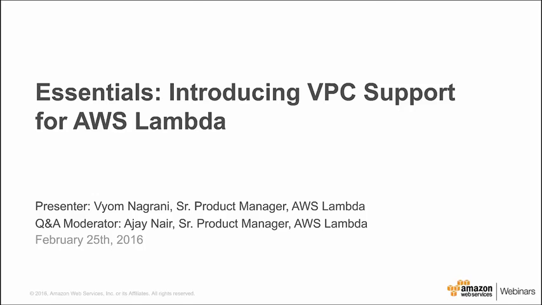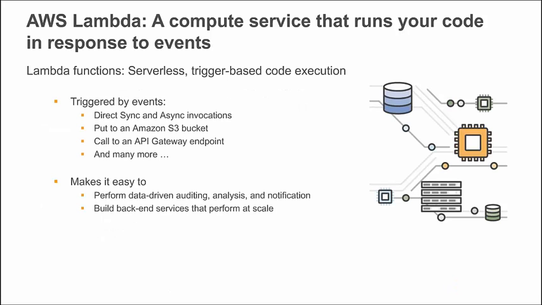So let's start with a quick introduction about AWS Lambda. AWS Lambda lets you run your code without provisioning or managing servers. You pay only for the compute time that you consume, and there is no charge when your code is not running. With Lambda, you can run code for virtually any type of application or backend service, all with zero administration. Just upload your code and Lambda takes care of everything required to run and scale your code with high availability. You can set up your code to automatically trigger off of other AWS services, or you can call it directly from any web or mobile app.